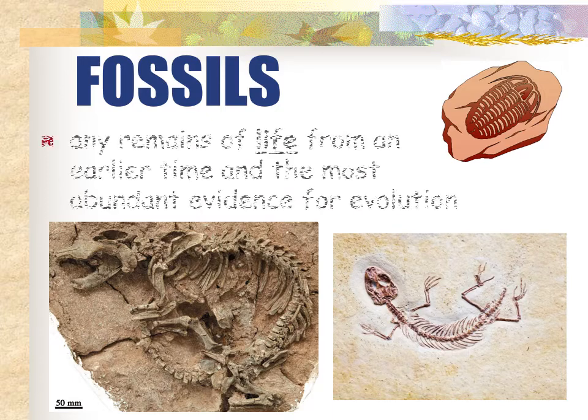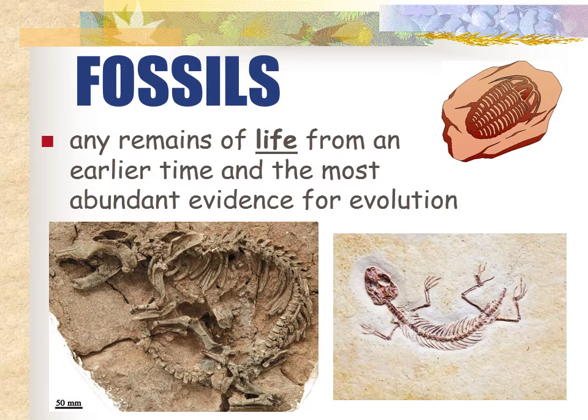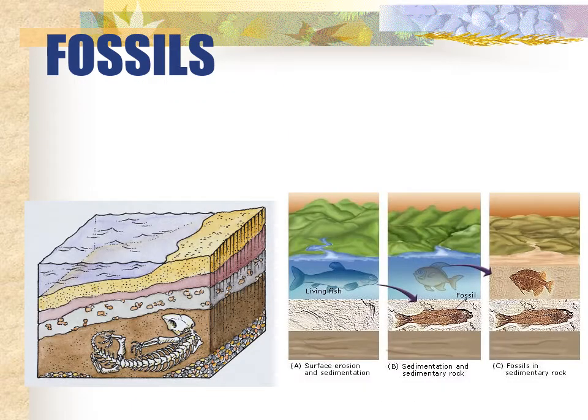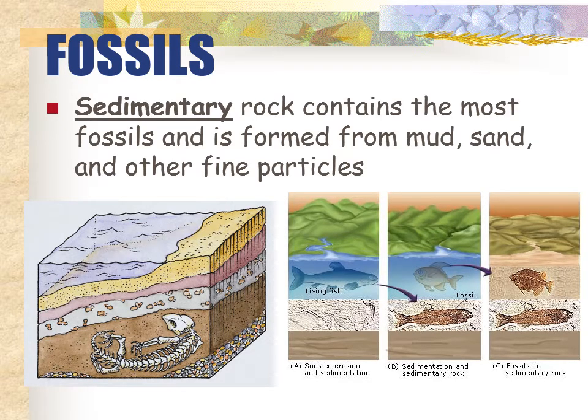Let's start with fossils. Our definition of a fossil is any remains of life from an earlier time, and it's our most abundant evidence for evolution. What does this word abundant mean? When we locate fossils, we generally find them in sedimentary rock, which is built of sediments like mud, sand, and other fine particles that ultimately create layers that then are able to cement together. And within those layers, often these remains of living things will be trapped and preserved.